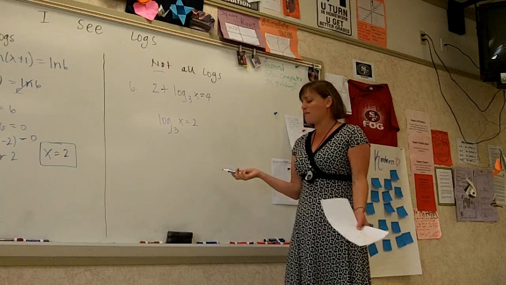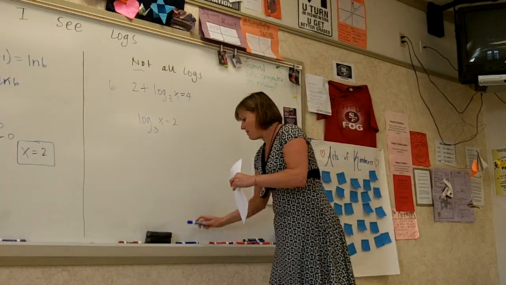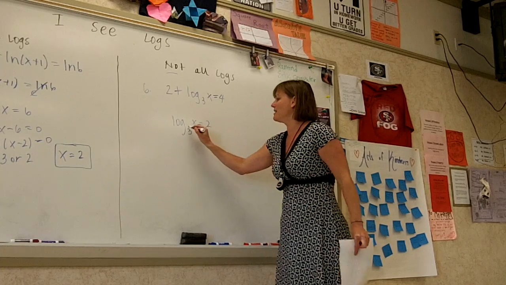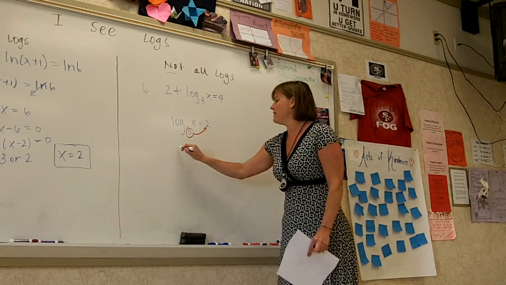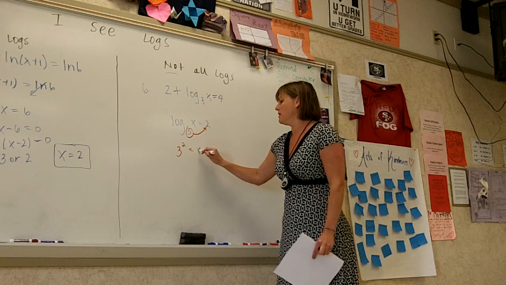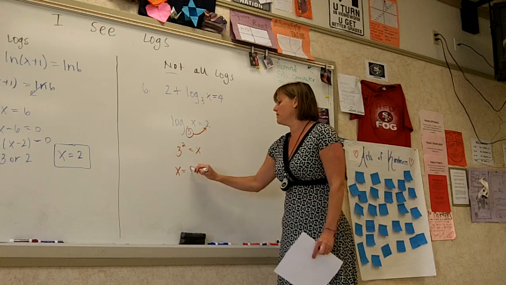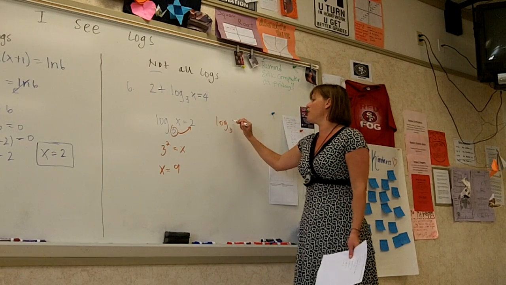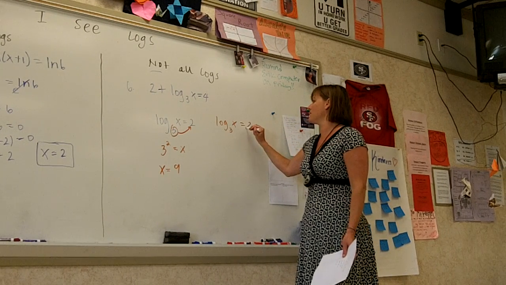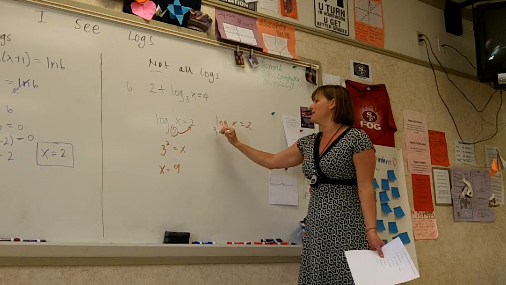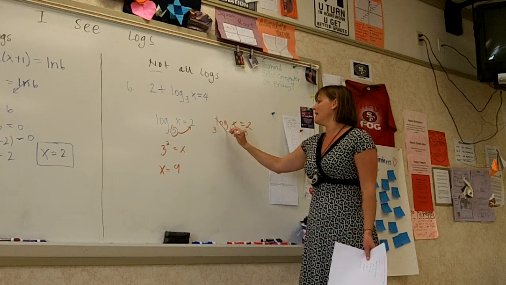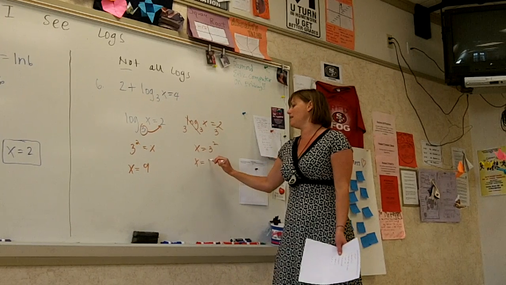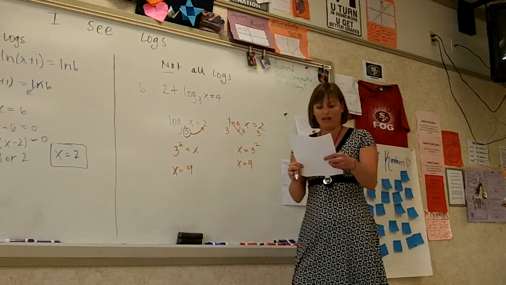Now this is just like what we were doing in class. Remember, I can change this to an exponential by writing it as 3 squared equals x. So x is equal to 9. Or, if you want to think about it the way I told you before, log base x of 3 equals 2, change the base to base 3. Those cancel out, so x is equal to 3 squared, which is the same thing, 9.